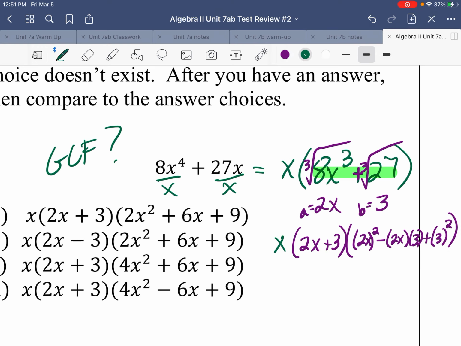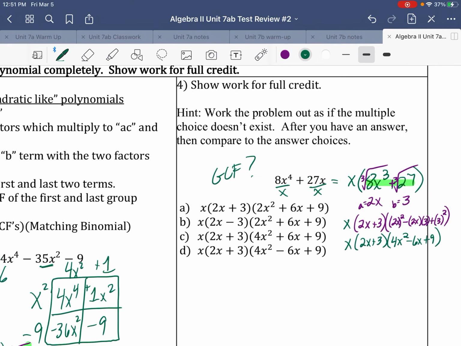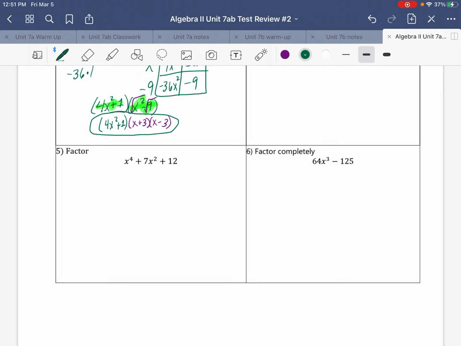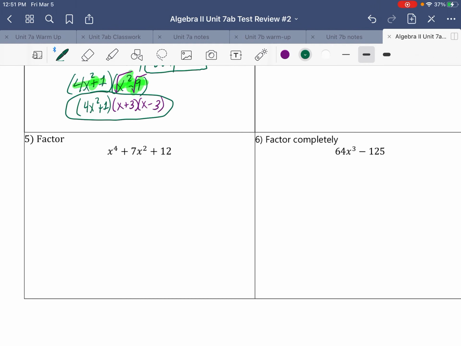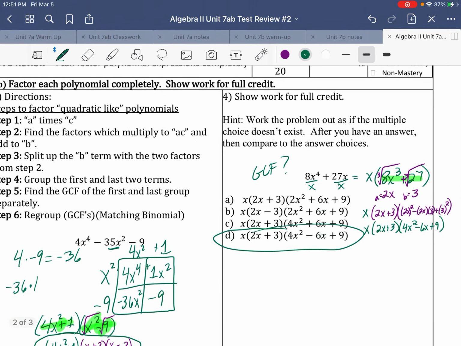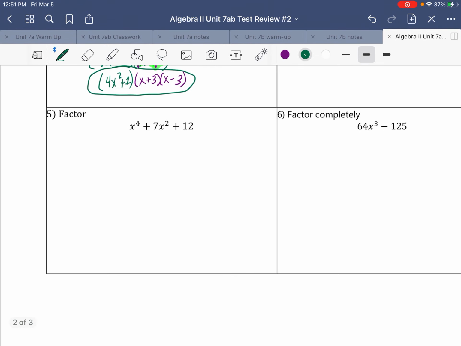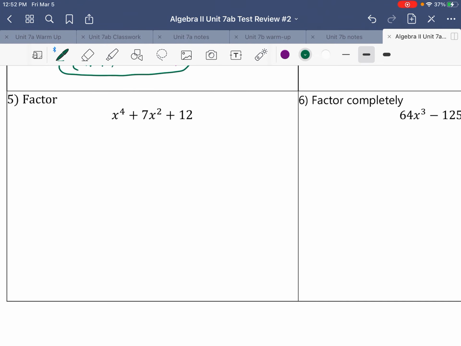And we have x on the outside, 2x plus 3. 2x squared. 2x squared is 2x times 2x, or 4x squared. 2x times 3 is negative 6x plus 9. And which one will that match up with? There we go, the bottom one. Perfect. Notice I never looked at the multiple choice at all until the end. Then you compare. Always do it as if it's not multiple choice.